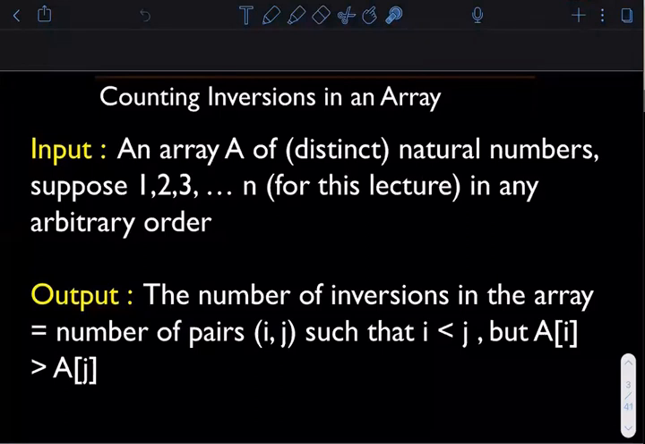Now I'm not saying that it can be exactly n choose 2 or something like that. But the order would be roughly like n square. So it can be as large as theta of n square, or order of n square is all I'm saying. Because there is a possibility of every pair being inverted in your array, right?